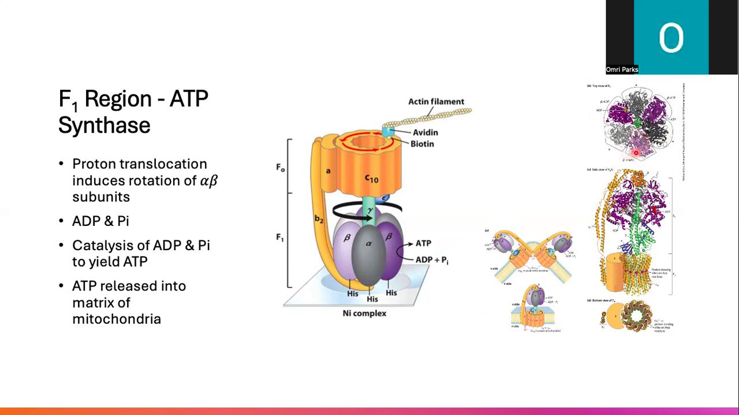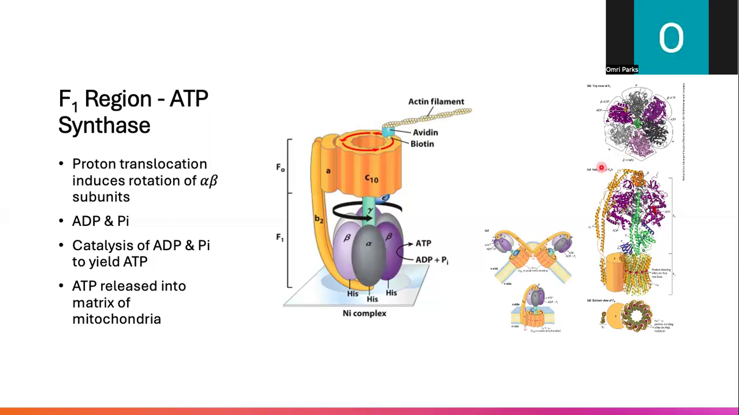Each of these beta subunits will go through a different conformational change. As those conformational changes happen, there's a different reaction with ADP and with ATP that happens, for the release of ATP.